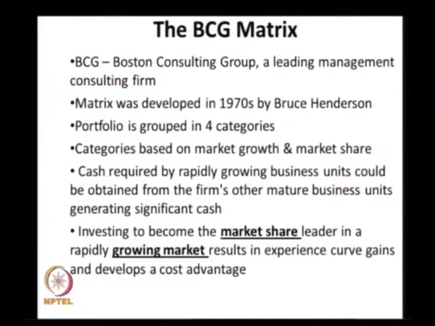Now the matrix divides the entire portfolio into four distinct categories. These portfolios could be, as I said before, different companies or different product lines, and each of them will fall under four specific categories, and these categories are based on two parameters. One is the market growth, the growth in the market, and the other parameter is the market share. Based on these two parameters, these four categories are formulated.